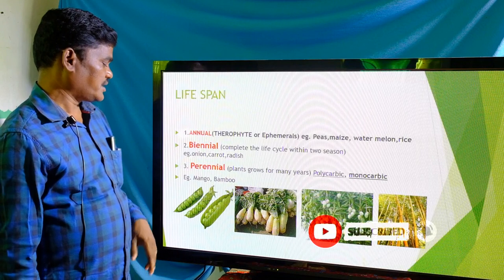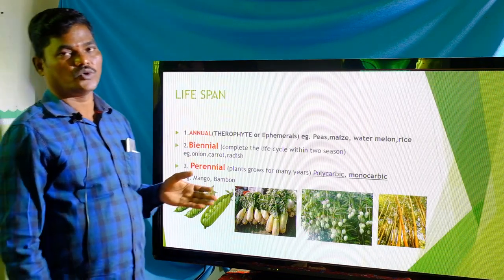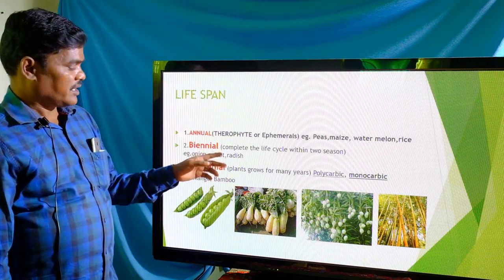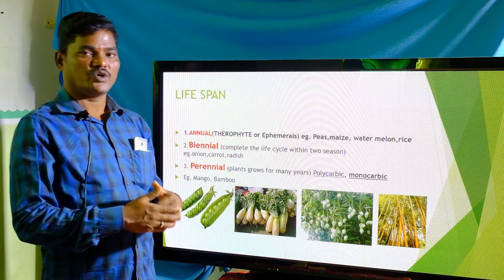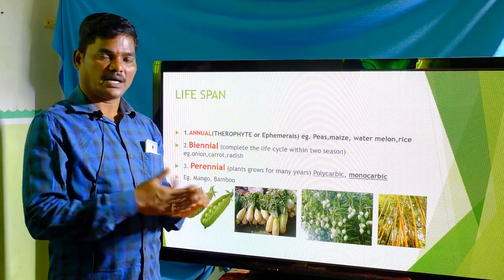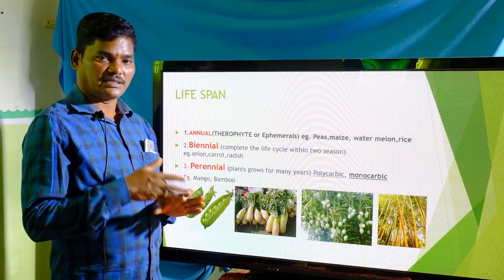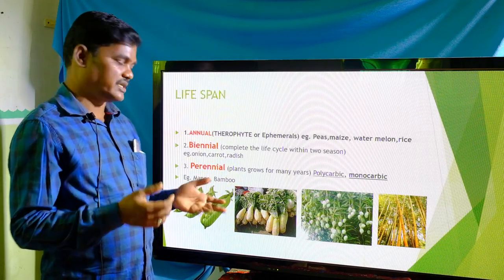annual plants. Biennial, bi means two, annual means years. 2 years to complete their life cycle, that is called biennial plants. They complete the life cycle within 2 seasons. In the first year, the vegetative part grows. In the second year, at the end, they produce flowers as well as fruit and seed like that.